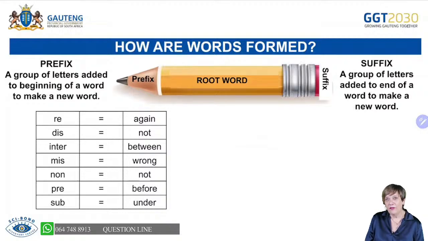So here are only a few of them. It's really easy. The only thing I need you to do first is to find your root word. And then look at your prefix and think, if this part is added to my word, what does it do to the word? How does it change the meaning of my word?